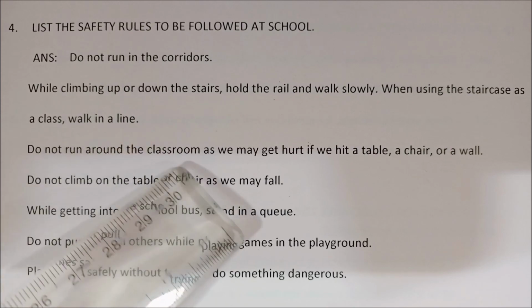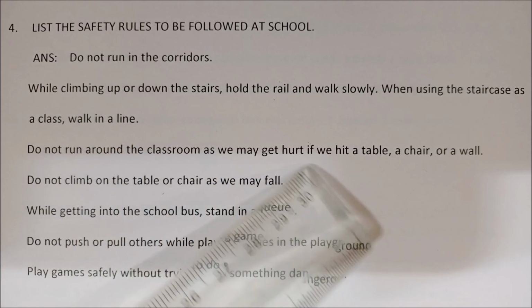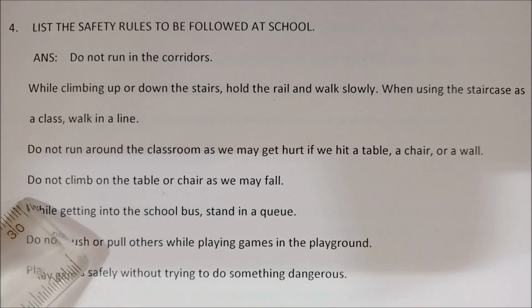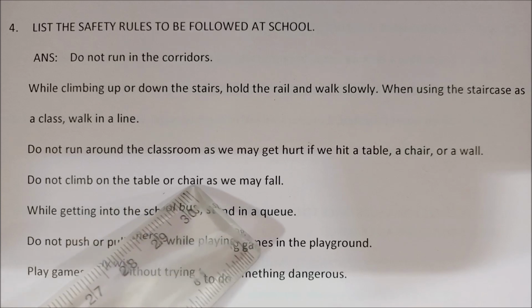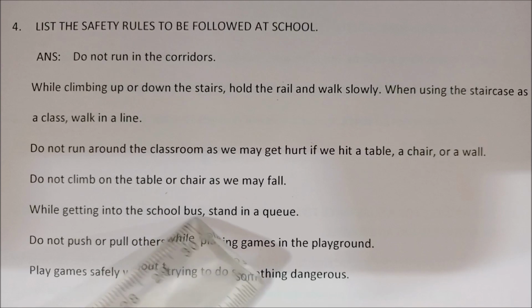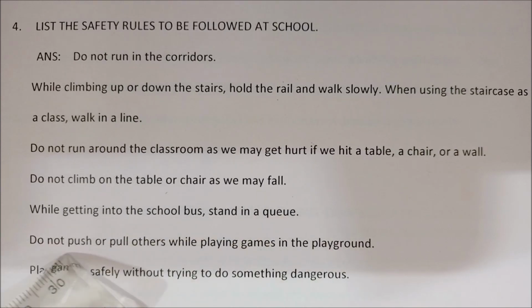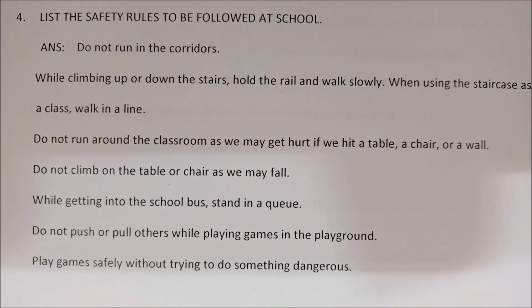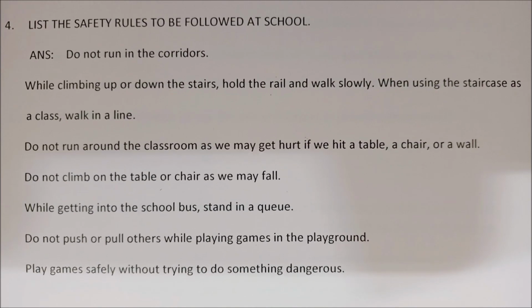Do not run around the classroom as we may get hurt if we hit a table, a chair or a wall. Do not climb on the table or chair as we may fall. While getting into the school bus, stand in a queue. Do not push or pull others while playing games in the playground. Play games safely without trying to do something dangerous. So children, these are all the safety measures which you have to follow in your school. Is it clear, children? Shall we move on to the next one?